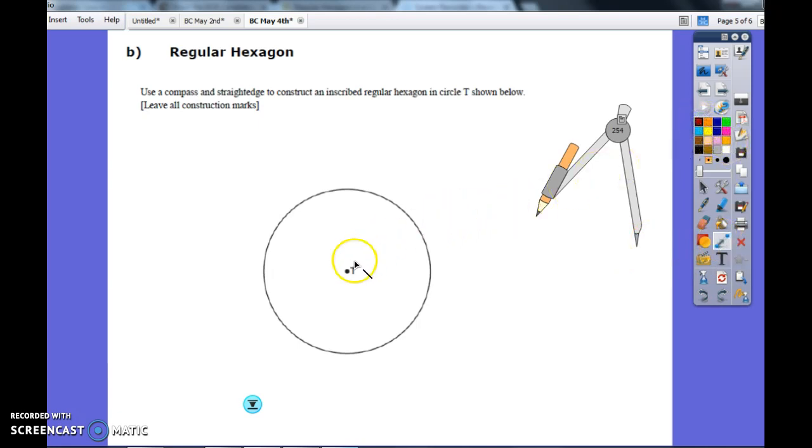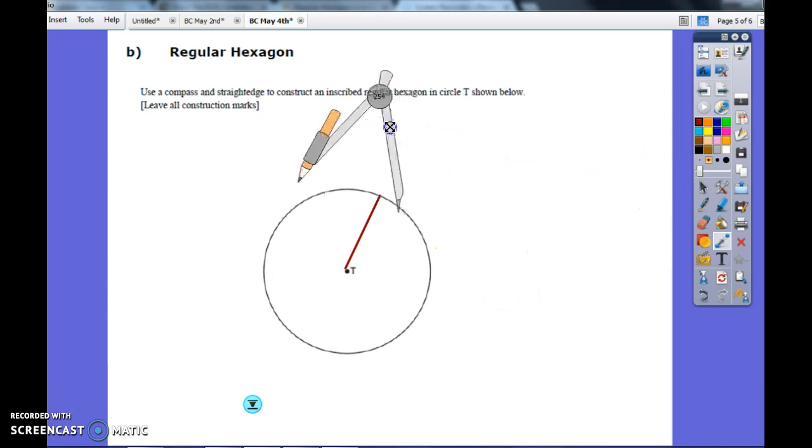First thing we're going to do is just draw a radius somewhere in the circle. All right, let's draw the radius. Then we're going to take our compass and measure that radius.